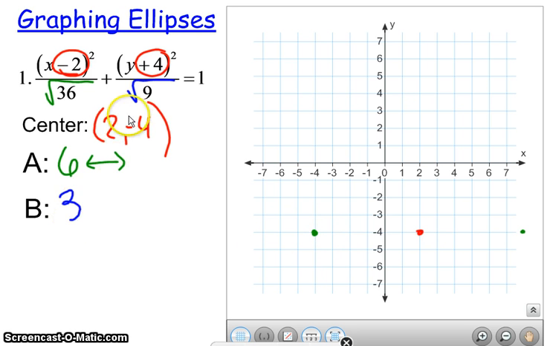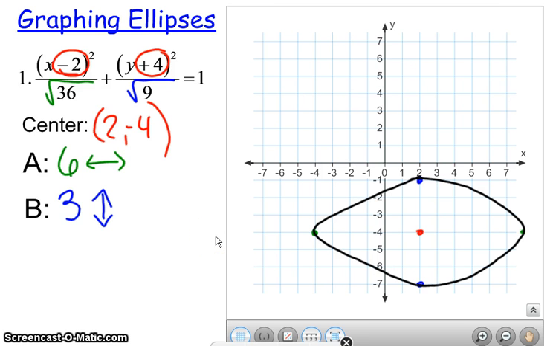Next, we need our B. So square root of 9 we know is 3. So it's got to go up and down because that's our minor. So up 3 and down 3 from our center. And then we'd go through and play connect the dots to draw our ellipse.